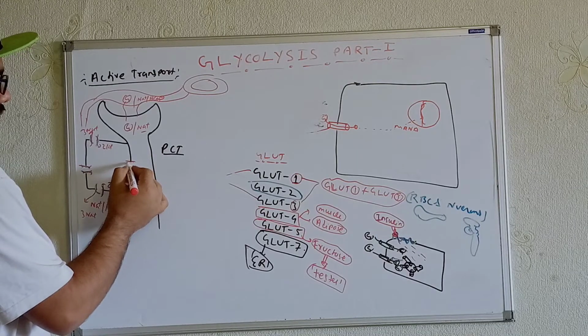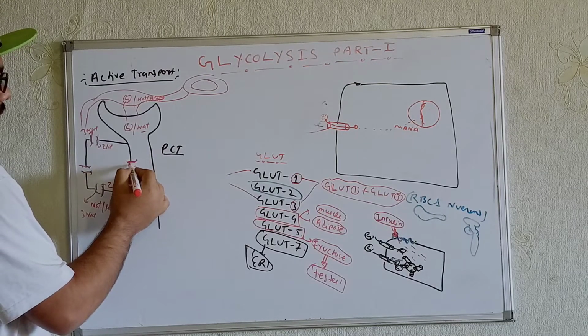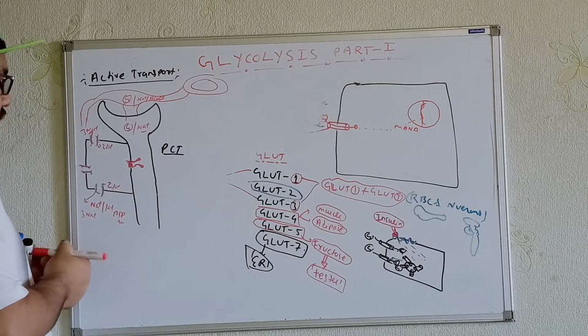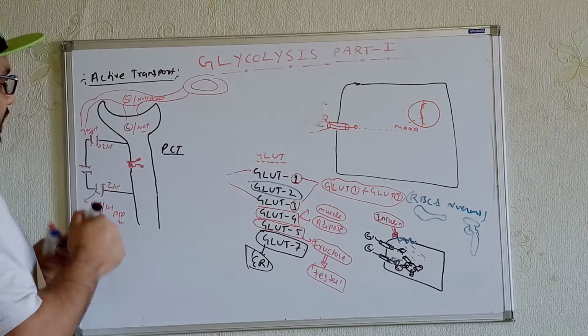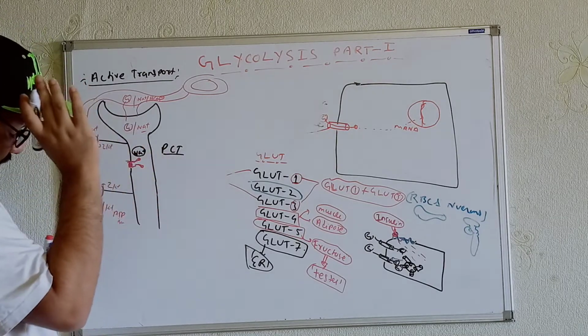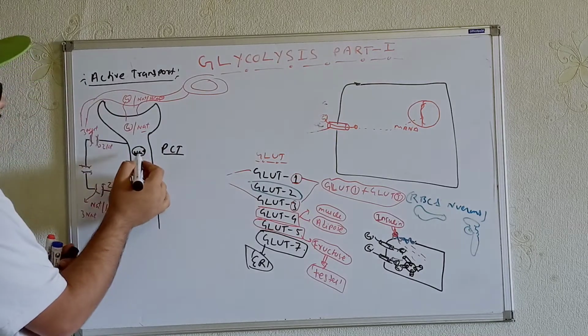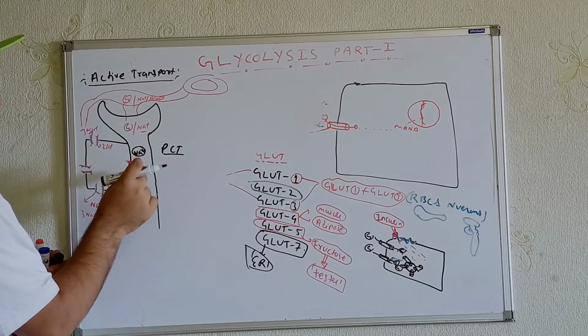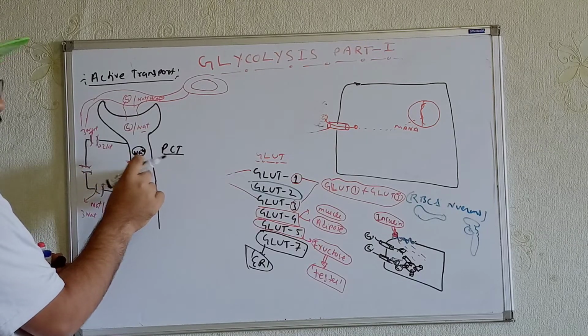There is a transporter which has 2 domains. Within one domain, we will see that sodium can bind. Now, just think about one thing. Whenever the sodium is binding over here, as we know, the sodium is supposed to go from the higher concentration to the lower concentration.